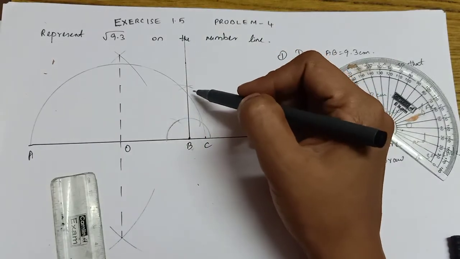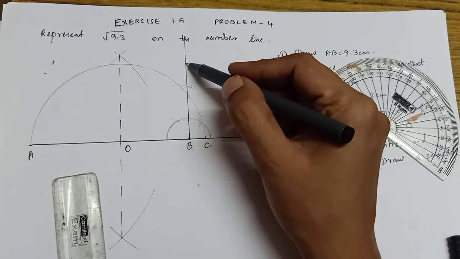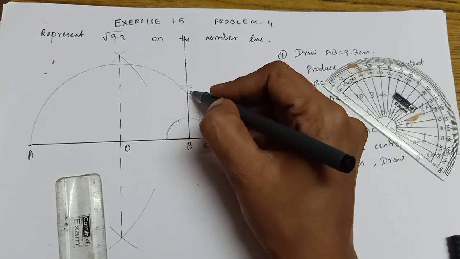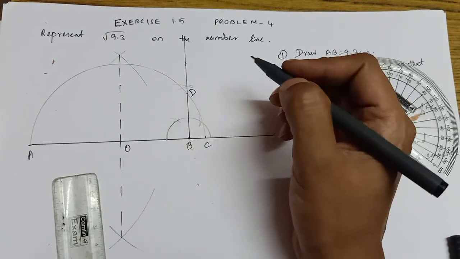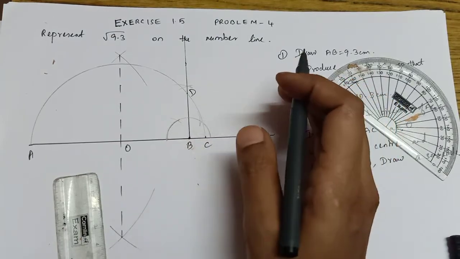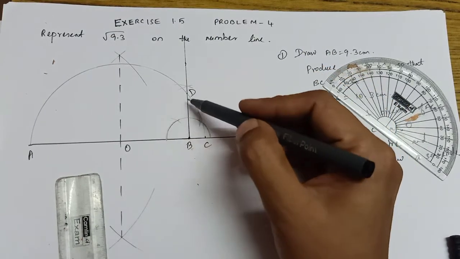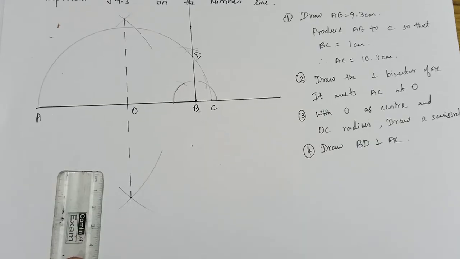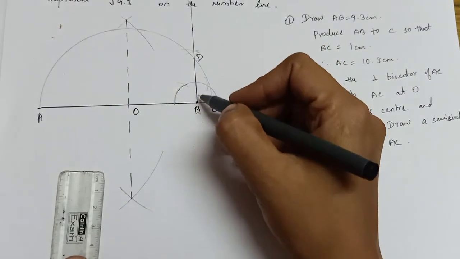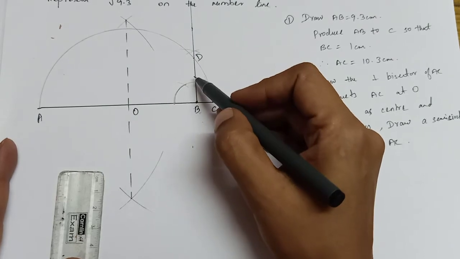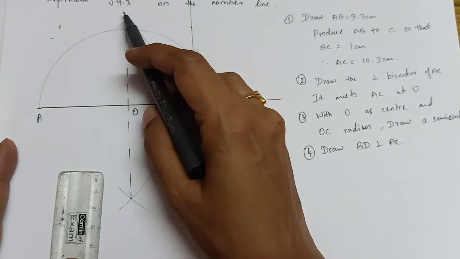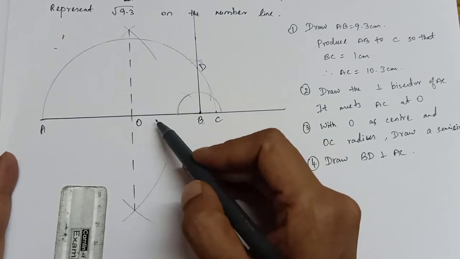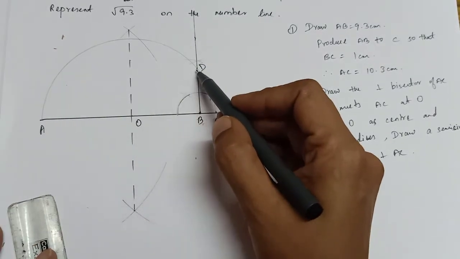Again this portion is not needed. I drew it to show that it is passing through the 90 degree point. So we need only up to this. I am going to mark it as D. So for this, the step of construction is draw BD perpendicular to AC. This BD that we have over here will give us the value of square root of 9.3, which we will prove just now. Okay, before that I am going to join O to D.